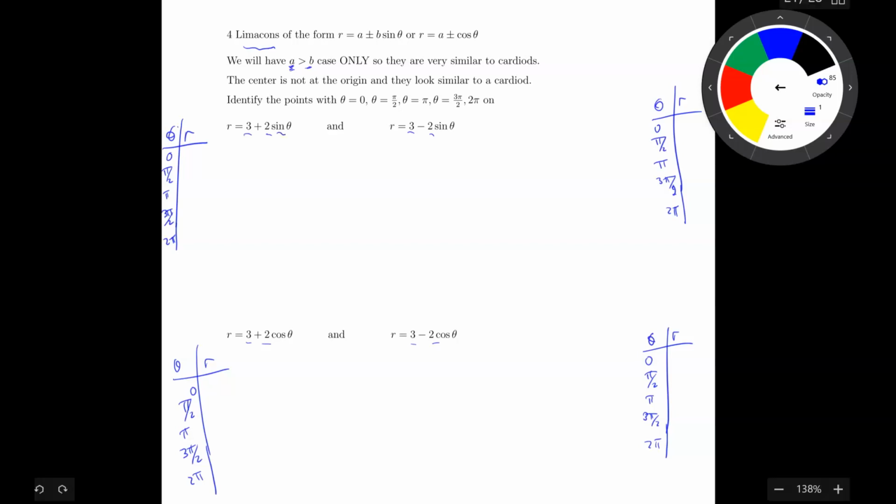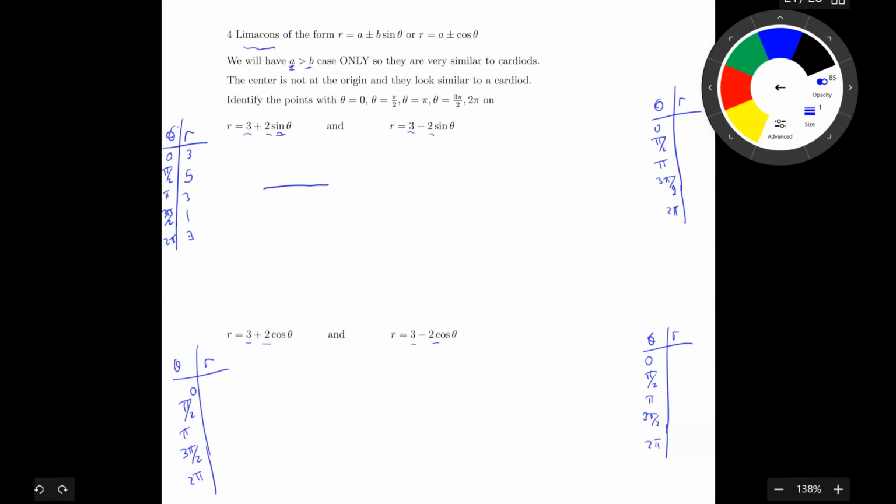Okay, so limacons, since it's sine, I'm expecting symmetry with the y-axis, and let's plot some points. If I plug in angle 0, I get 3. Pi over 2, I get 5. Pi, I get 3. 3 pi over 2, I get 1. And 2 pi, I get 3 again. Okay. All right, so let's get this going.